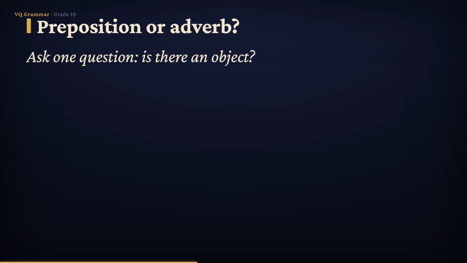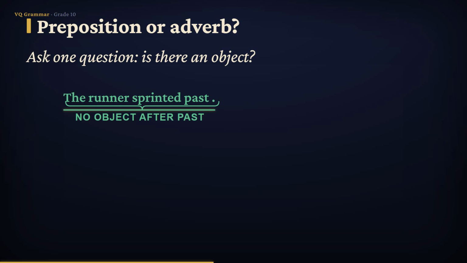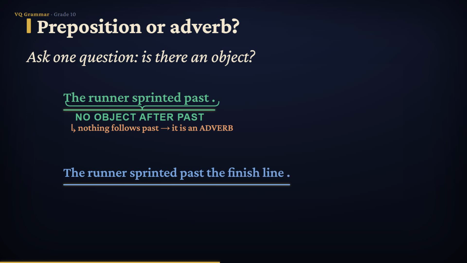Now here's the part that trips people up, so let's slow down. The very same word can be a preposition in one sentence and an adverb in another. Look at this one. The runner sprinted past. Nothing at all follows the word past. It just tells us how the running went. With no noun behind it, past has no object, and so here past is an adverb. But now watch this. The runner sprinted past the finish line. This time, past is followed by a noun, the finish line, and that noun is its object.